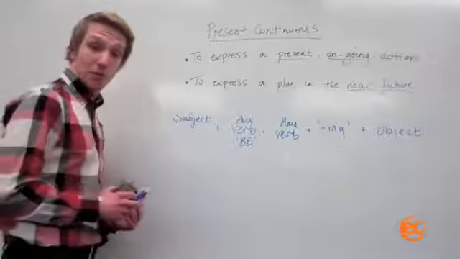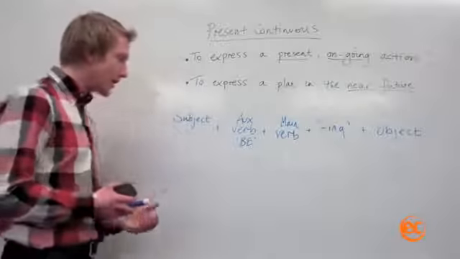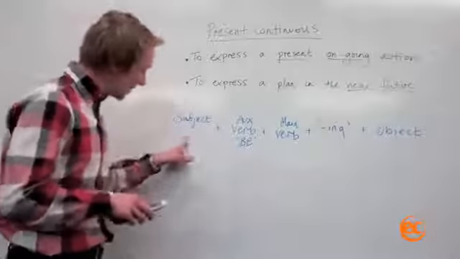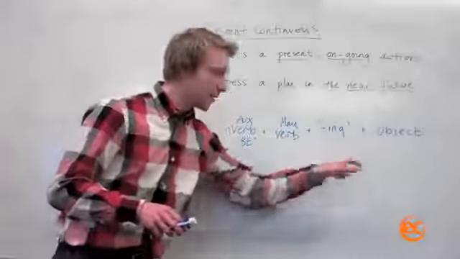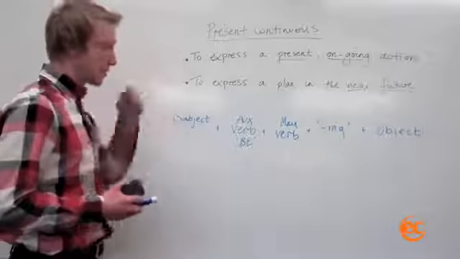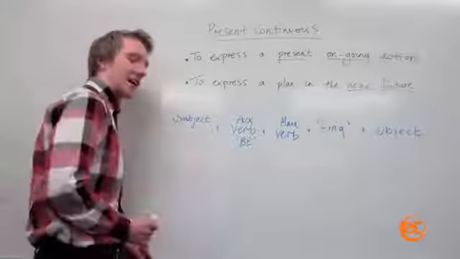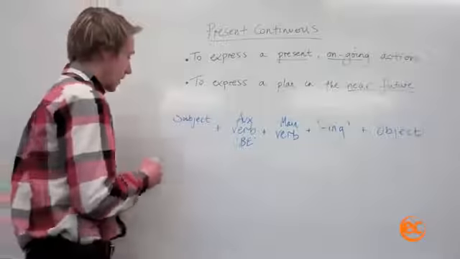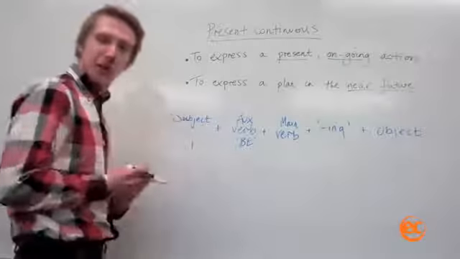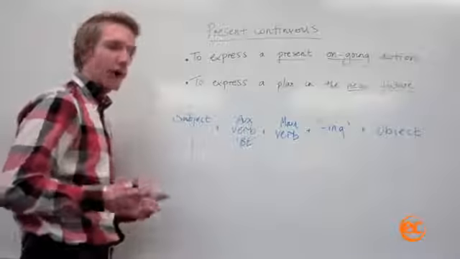Let's start with the formula. Like all grammar forms, we need to slow it down and use a pattern that's going to help us remember the way in which we use the present continuous. We'll start with our subject. And this can be anything, but why don't we stick with pronouns? Let's start with I.